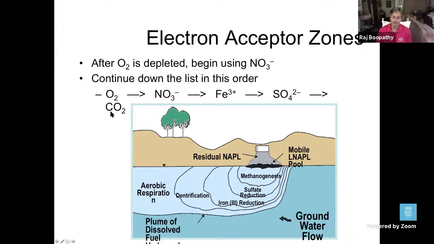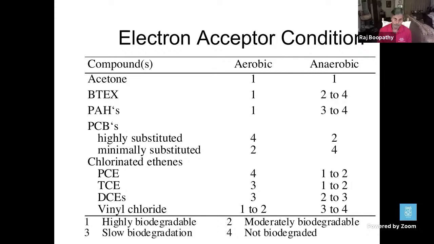So when oxygen runs out, then nitrate is used as the electron acceptor, then iron, then sulfate, and carbon dioxide, which is the methanogenic condition. So that's the order of redox conditions. Here, from the literature, you can look at electron acceptor conditions with different ranks, 1 to 4. 1 is highly biodegradable, 4 is not biodegradable. So here are some of the compounds: solvents, BTEX, PCBs, and chlorinated compounds like PCE and TCE.